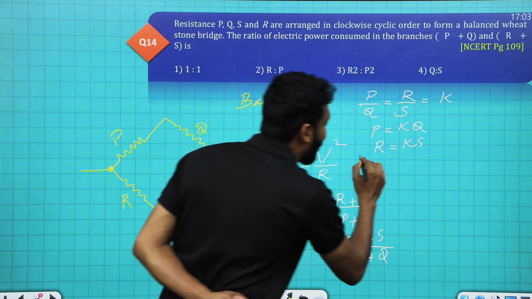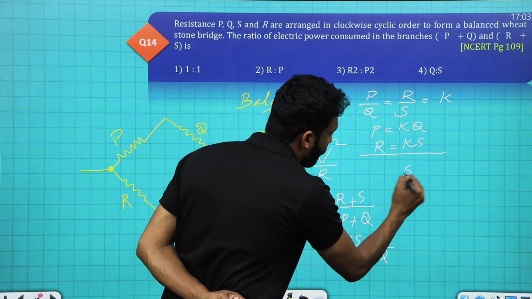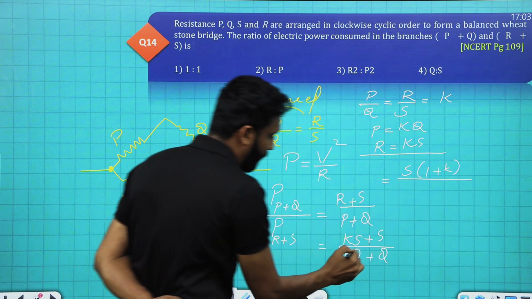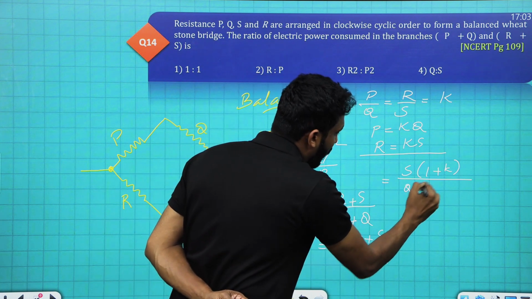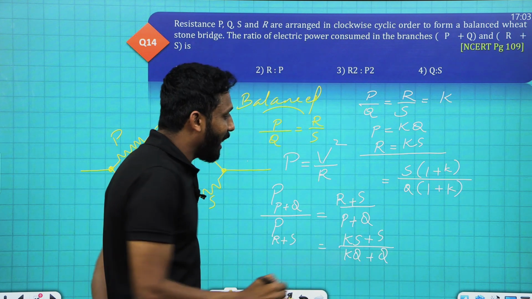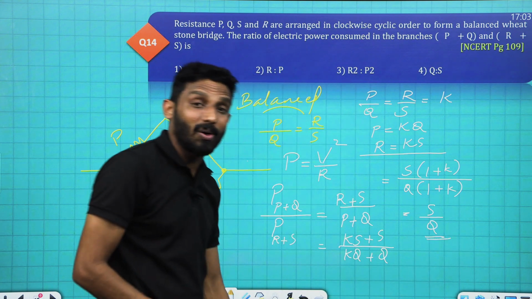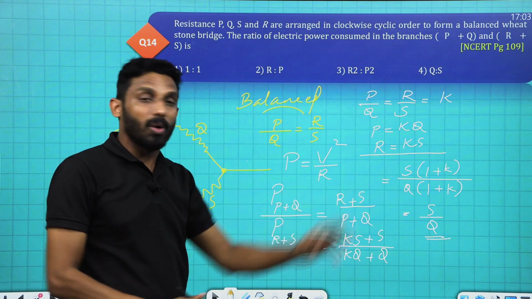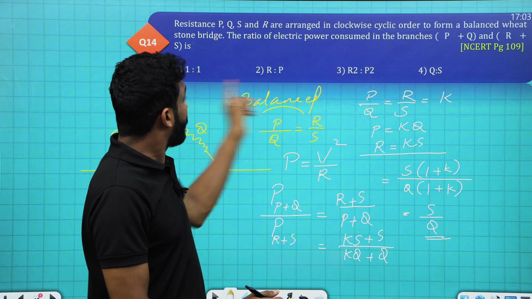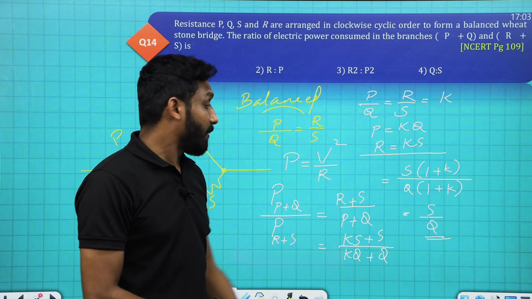Now, what is common here? S is common: S times (1 plus K), divided by, here Q is common, Q times (1 plus K). 1 plus K cancels, and this is S by Q. This power ratio is equal to S by Q. Look into the options for S by Q. No, here Q by S is given. Not S by Q. Then what to do?